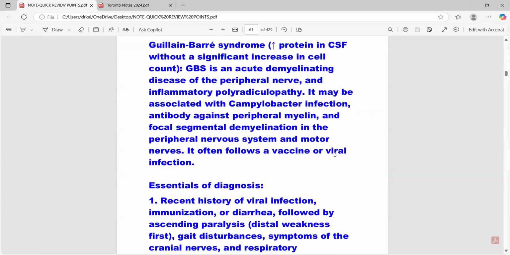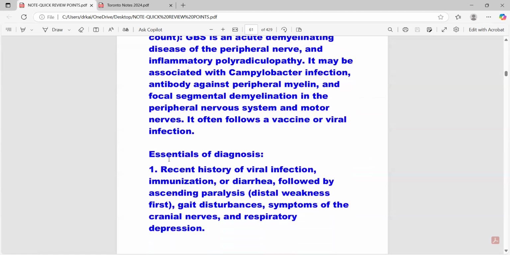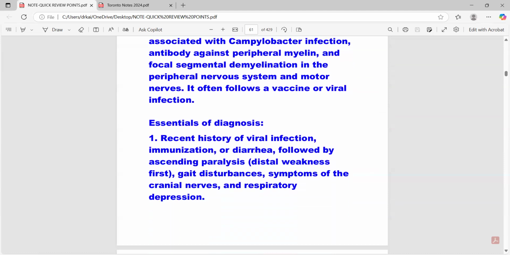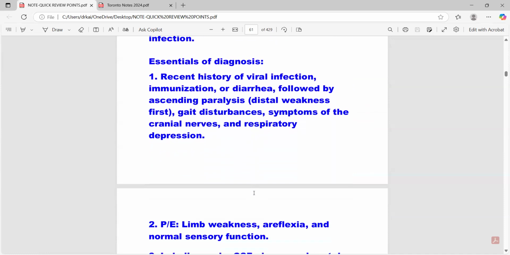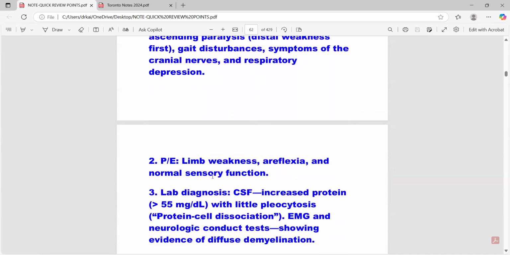It often follows a vaccine or the viral infection as well. Essential of the diagnosis is basically a recent viral infection, diarrhea, followed by ascending paralysis, gait disturbance, symptoms of the cranial nerves, or the respiratory depression. Physical examination, what are you going to find? Limb weakness, areflexia, all of this one.